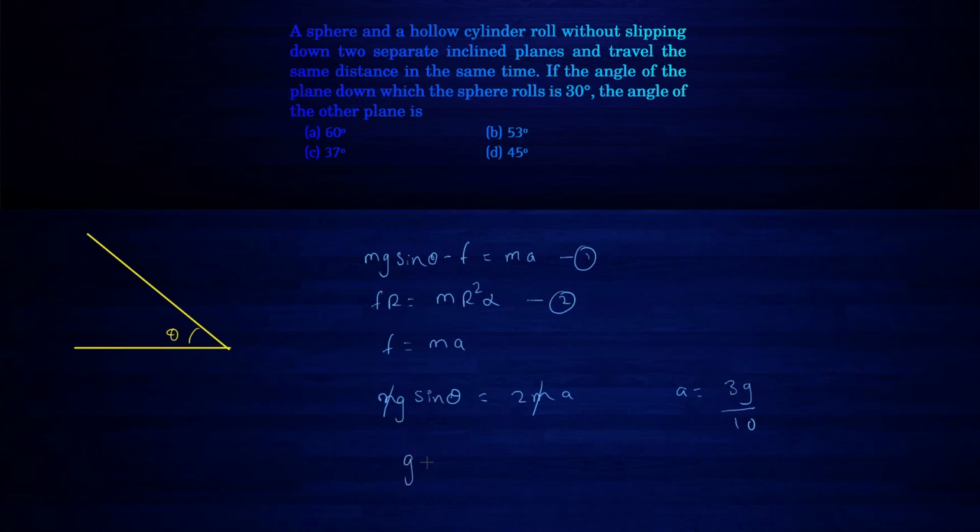So g sin theta equals 2 times 3g by 10. Right? So sin theta equals 3 by 5. So it is 37 degrees. So theta equals 37 degrees.